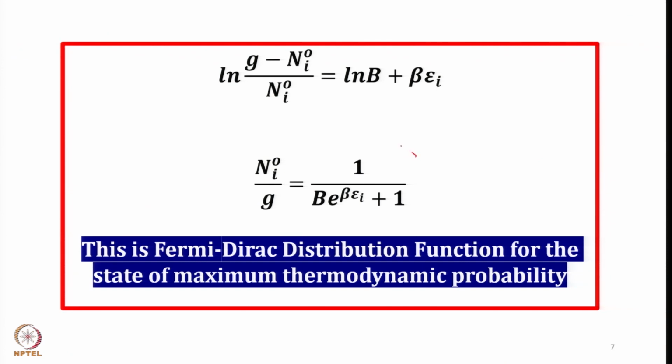This one is the Fermi-Dirac distribution function for the state of maximum thermodynamic probability. So by now we have three different expressions which can talk about the population of various states. One is in terms of Maxwell-Boltzmann distribution. The second one was in terms of Bose-Einstein statistics. And the third one which we talk about here is the Fermi-Dirac distribution function.